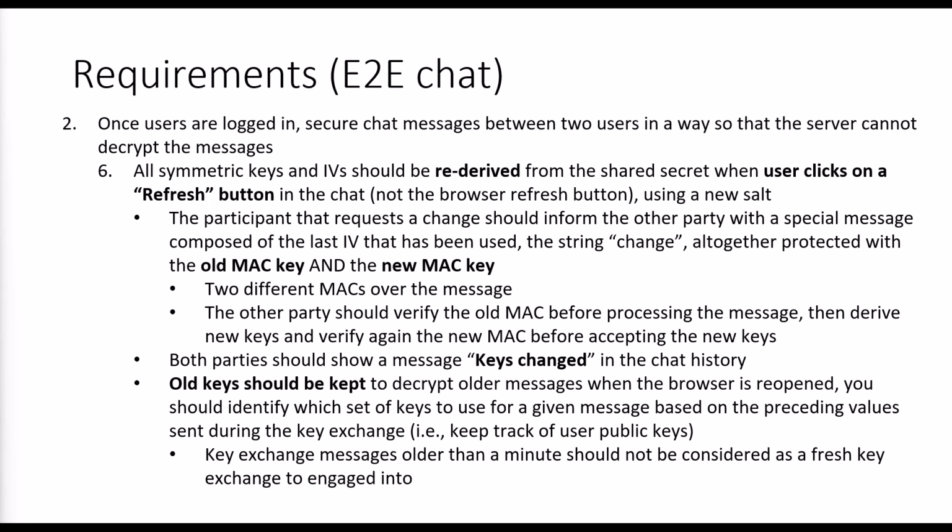If you get a key exchange message, which we said should be a special message, you should check whether this message is older than a minute. If the message is older than a minute, that means it's not a new key exchange message being sent by the other party. That means you do not want to engage into a key exchange at that moment. Okay, you are just replaying, you're just rereading old messages. So you just look at the public key sent by the other user. You look at the public key that you had sent previously, and that should allow you to identify which set of encryption and MAC keys to use to decrypt following messages until, for example, there is a key change.